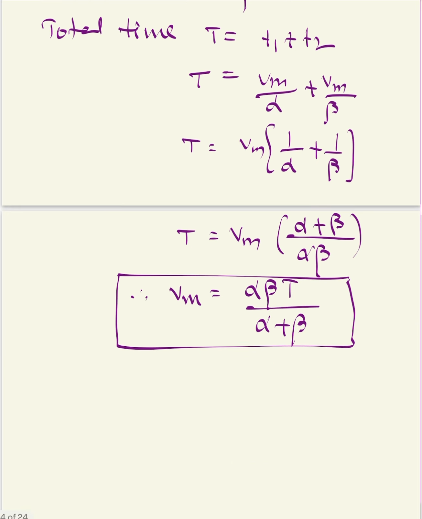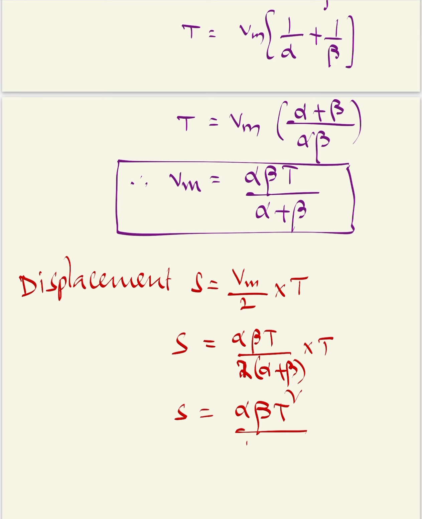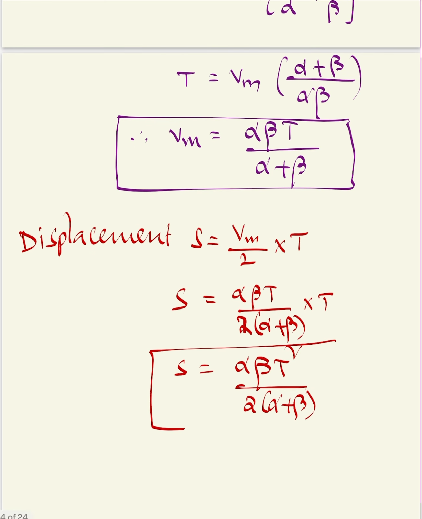So again, there is also displacement. The displacement formula is S equals Vm by 2, average velocity into time. So Vm is nothing but alpha beta t by 2 into alpha plus beta, into t here. So the final formula is S equals alpha beta t square by 2 into alpha plus beta. So this is the displacement and maximum velocity in the analytical method.